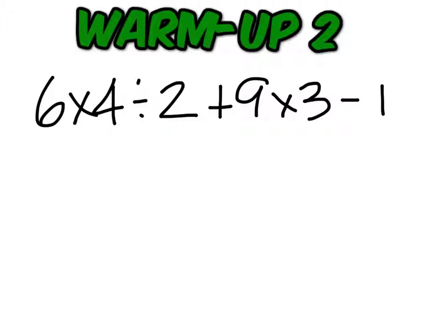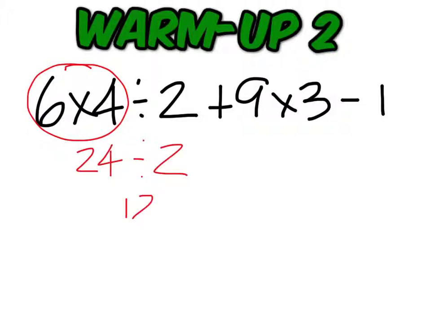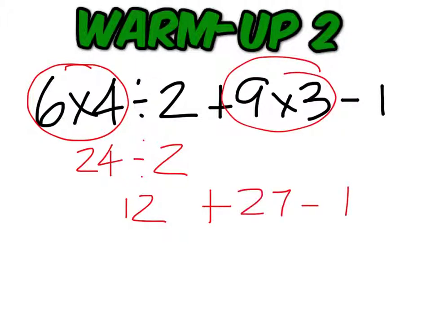On this problem, you have to do 6 times 4 to get 24. Divide that by 2 to get 12. 9 times 3 is 27. 27 and 12 is 39, minus 1 is 38.